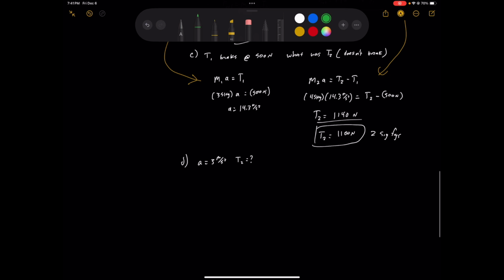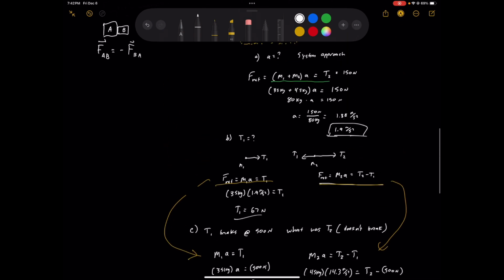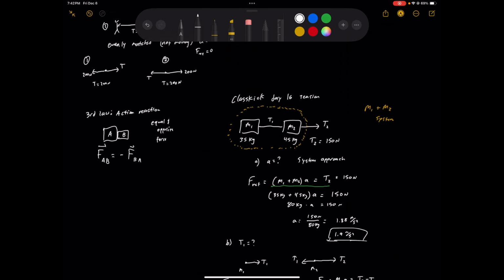to here. Okay. So again, the system M1 plus M2 times A, that's the net force on the system. The only external force acting on the system is T2. That's this free body diagram over here. Okay.